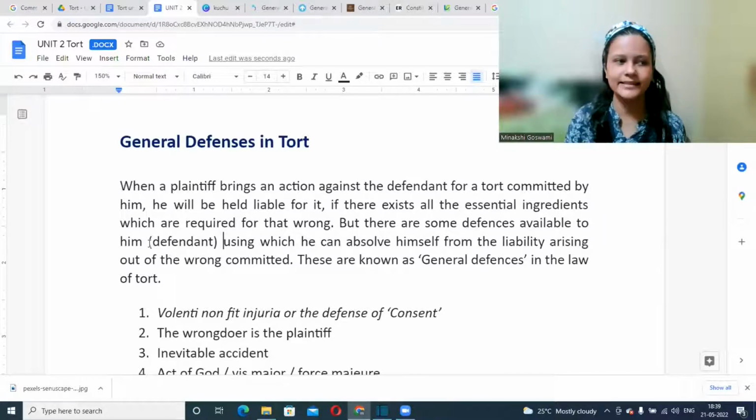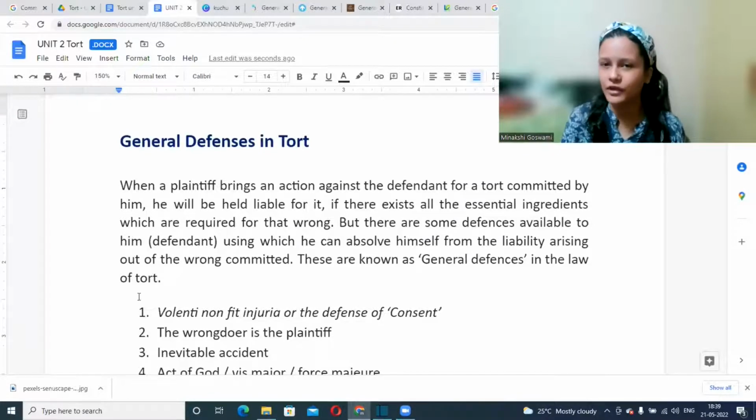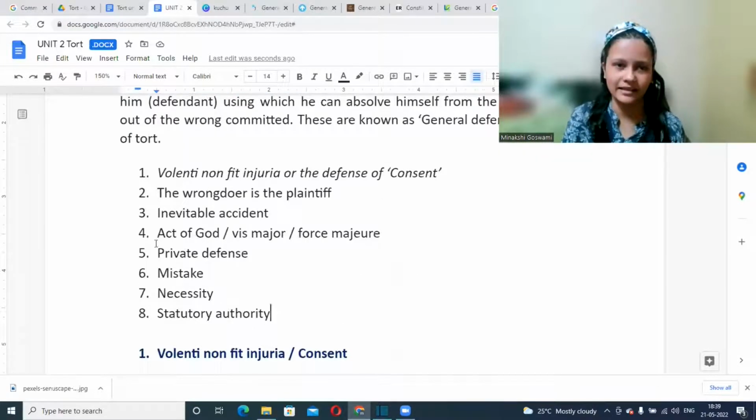These are present even in criminal law. In the IPC, you study general defenses in criminal law. They are slightly different as compared to torts, but in the IPC also you get general defenses, and in torts also you get general defenses. And what are these general defenses? These 8 defenses we have.